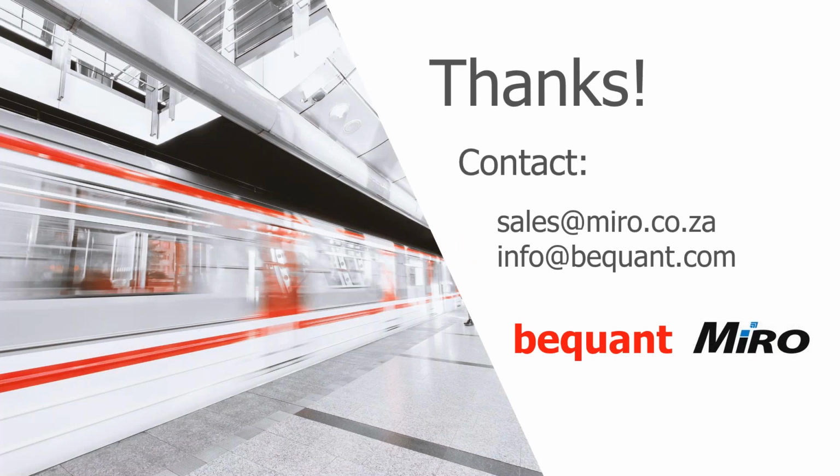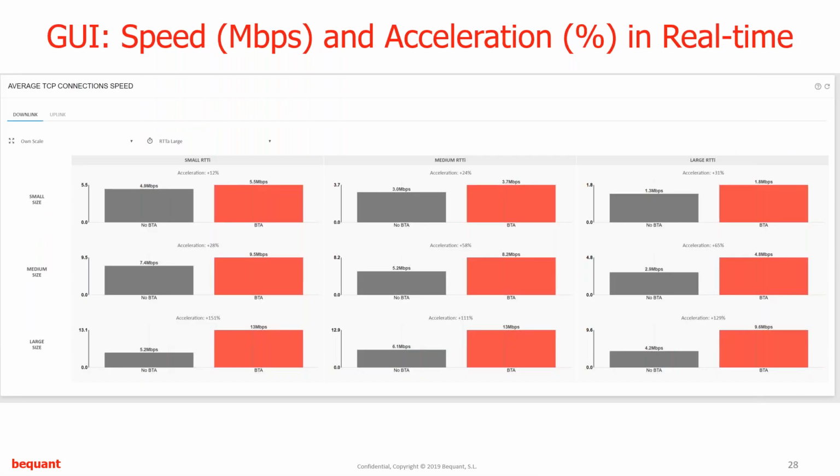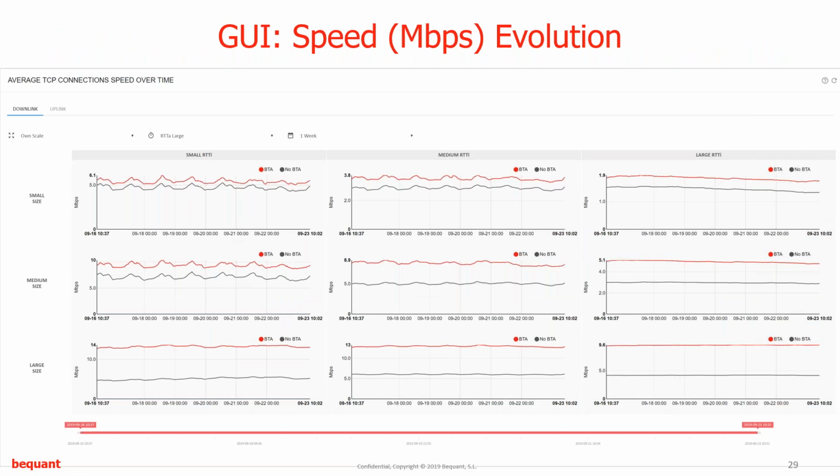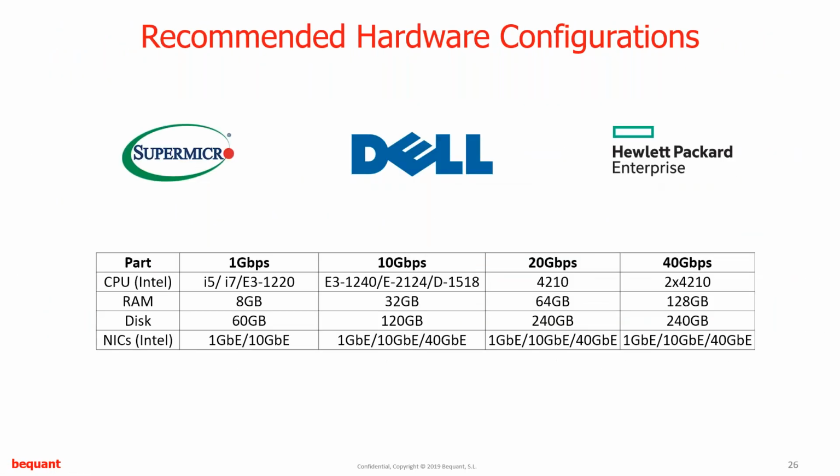Our system shows metrics. This is an example of a screen where you will get the acceleration, for instance, for small size, medium size, and large size downloads, and depending on whether they are servers that are close by, or medium, not so far, or very remote. You will be able to see how much acceleration your network is getting at all times, and also over time.